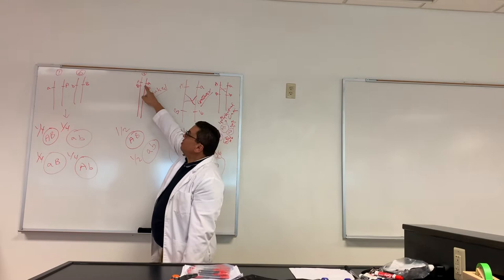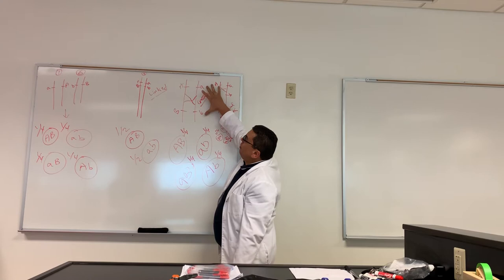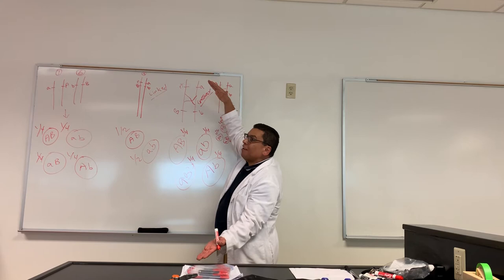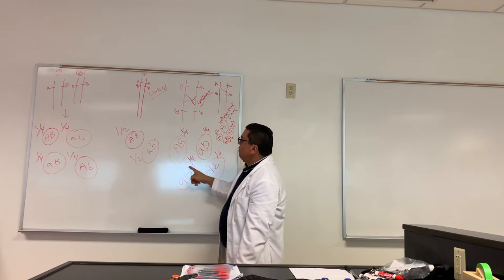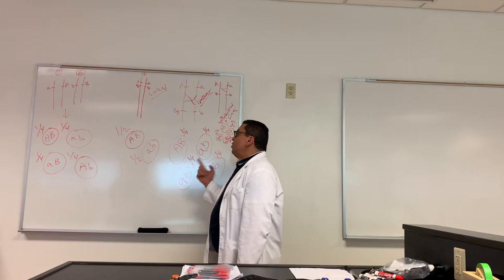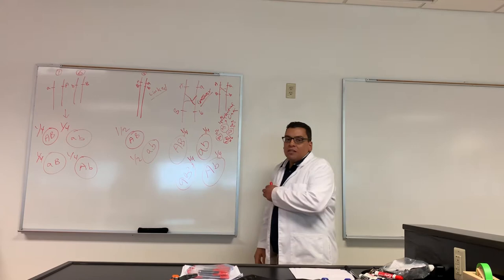If the distance between them is large, where a crossover event for sure happens, I will get the 25% ratios that's similar to this one. That's why I said, if you get this, you won't know, are you this one or are you this one, unless you do other genetic testing on it.